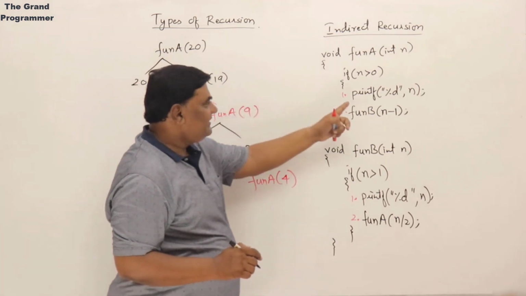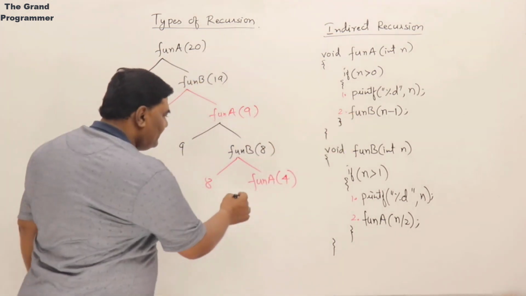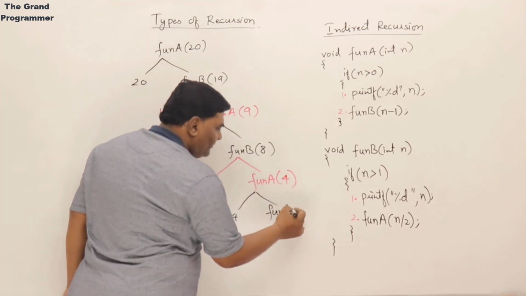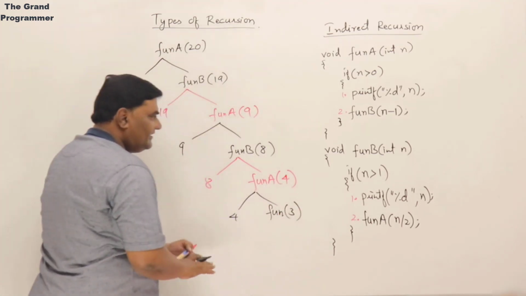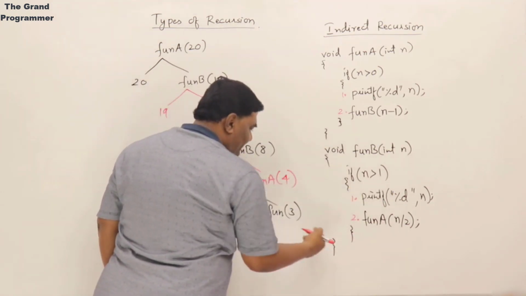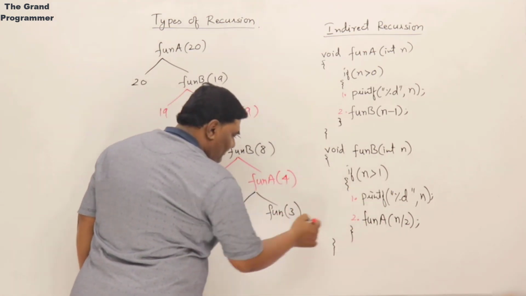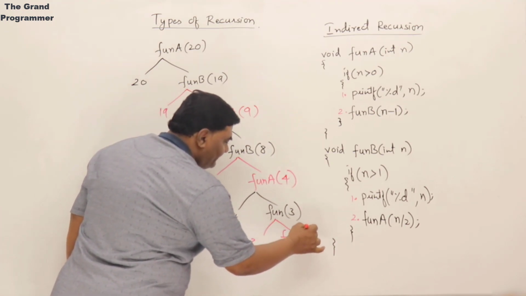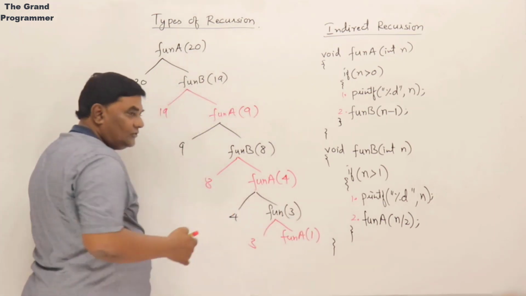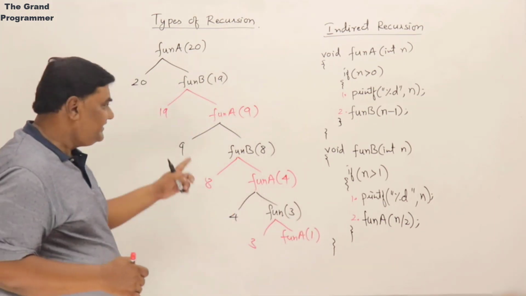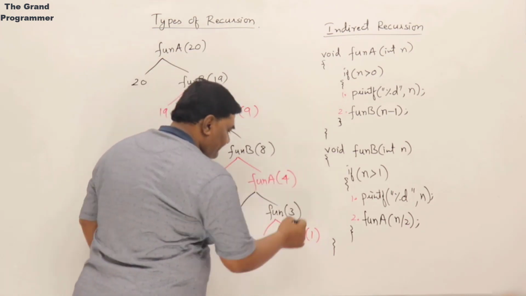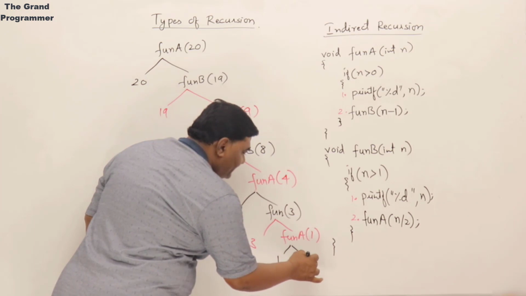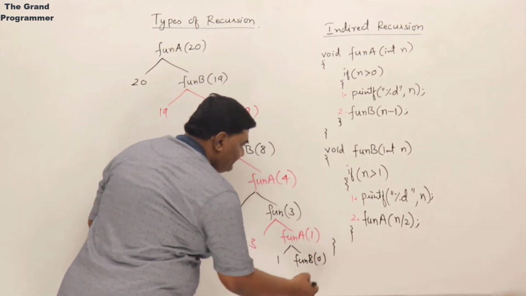Now again function A prints 4 and calls B by passing 4 minus 1, that is 3. Now in function B, n is greater than 1, yes, 3 is greater than 1, so it prints 3 and calls function A by passing 3 by 2, that is 1. That is integer division, we are doing integer division here. Now A will print 1 and call function B by passing 0.